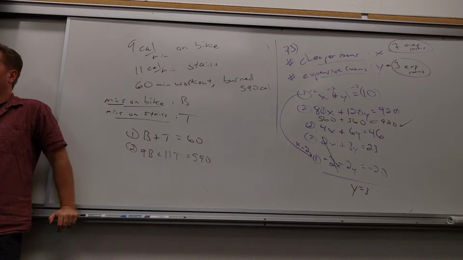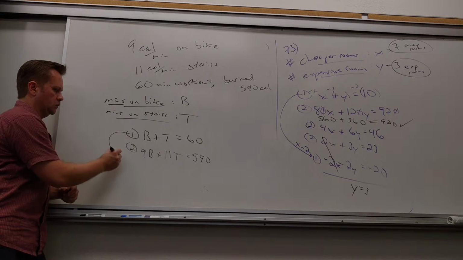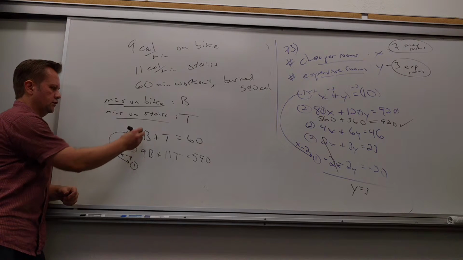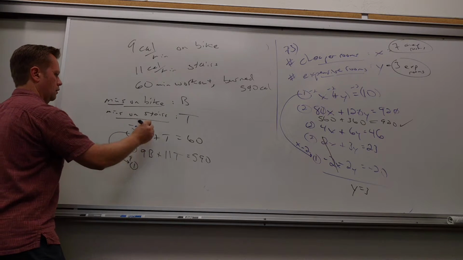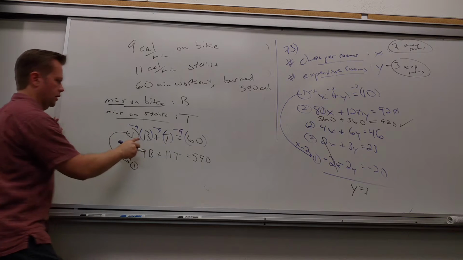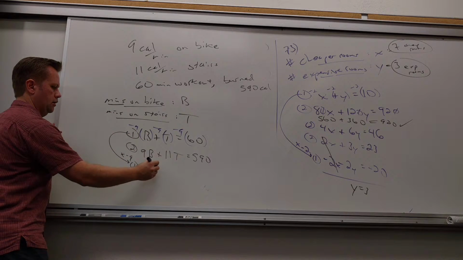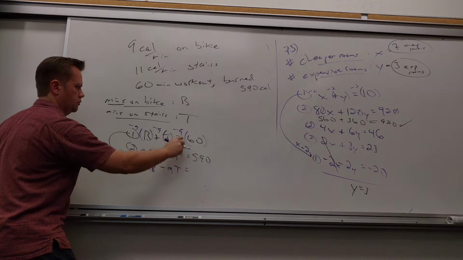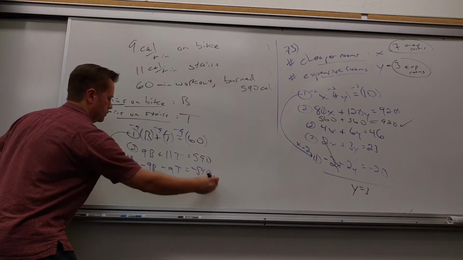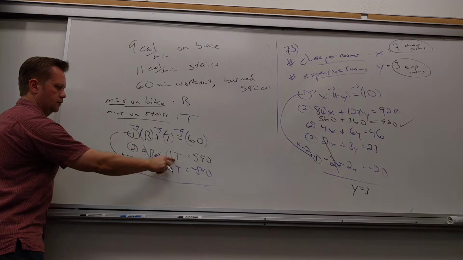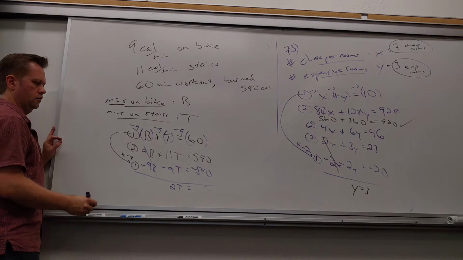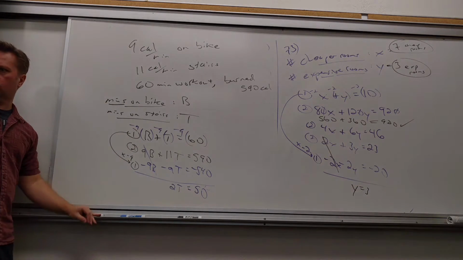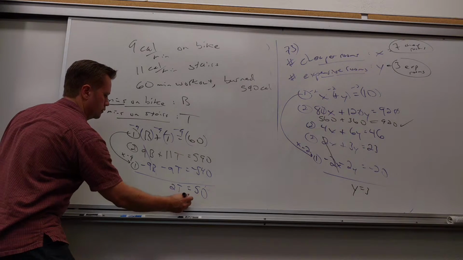And again, I would do elimination here. But if you like substitution better, you can do that. But if I did elimination, what could I multiply this by? Negative 9. Negative 9, I like it. So if I multiply by negative 9, what do I get? Negative 9b minus 9t equals negative 540 calories. So then I get 2t equals 50, divided by 2, so t is 25. What does that mean?